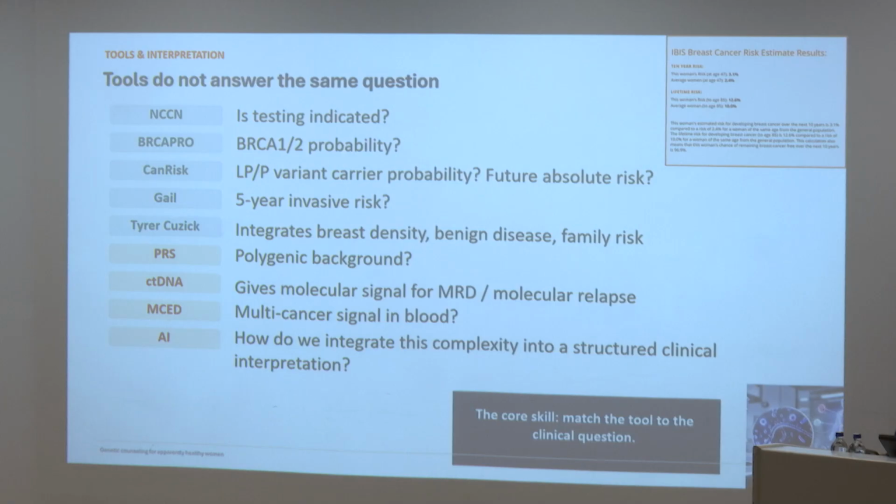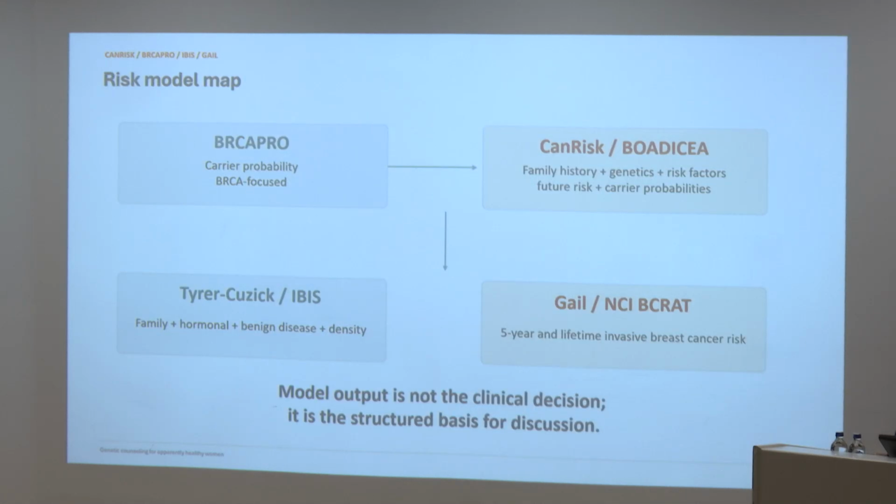ctDNA testing gives a molecular signal for molecular residual disease or molecular relapse. Multi-cancer early detection testing gives a signal with only blood testing. And AI is of course important, but how we integrate this complexity into a structured clinical interpretation is important. So the core skill is to match the tool to the clinical question. The risk model output is not the clinical decision. It's the structured basis for discussion.